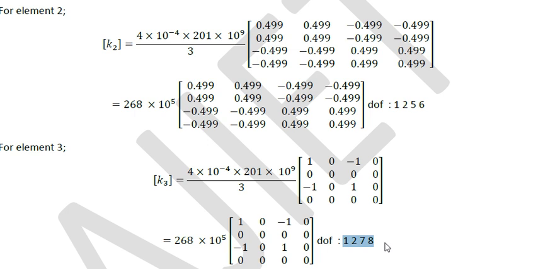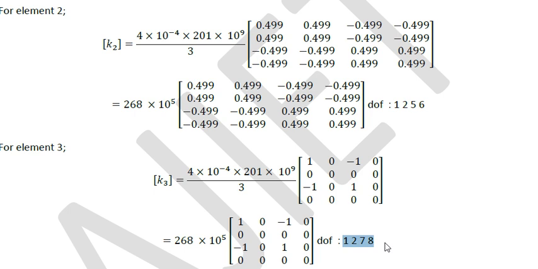Now, for element 1, degrees of freedom is 1, 2, 3, 4. For element 2, DOF is equal to 1, 2, 5, 6. For element 3, degrees of freedom is 1, 2, 7, 8. Now, which is common in all the three elements? 1, 2 is the common. If you observe the truss member shown, 1 is the common node for all the three elements.